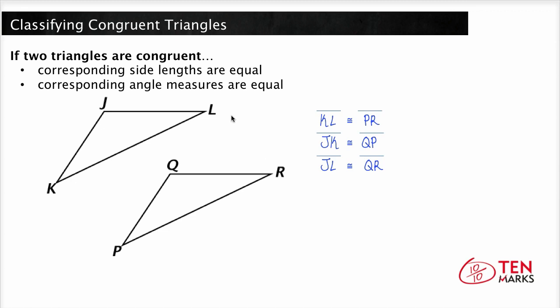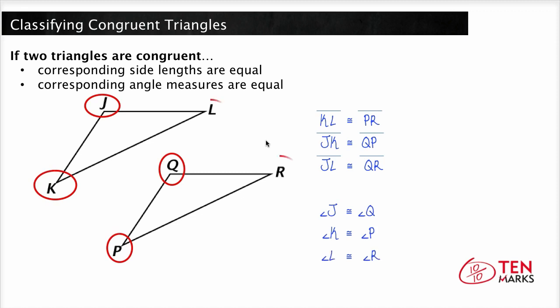The two angles correspond when the angle of one triangle maps onto the same angle of the other triangle. So the following angles are congruent. Angle J is going to be congruent to angle Q. Angle K is congruent to angle P. And angles L and R are also congruent to each other.